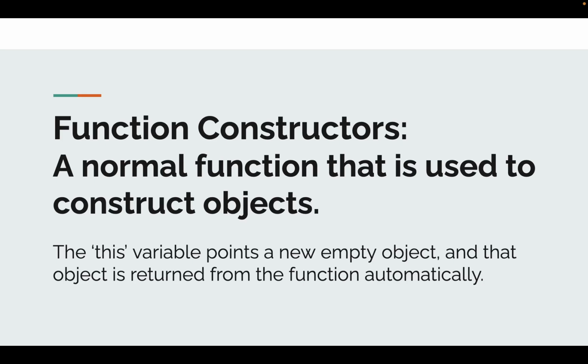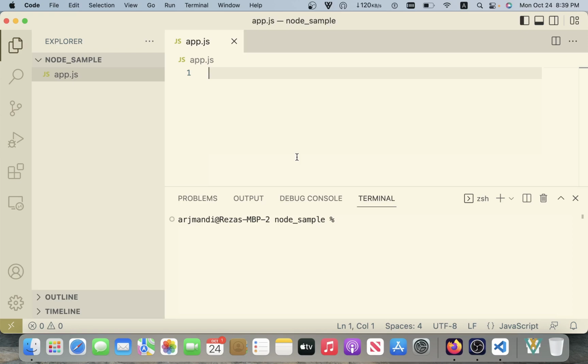Alright, let's take a quick look. Once again, I have an empty app.js file and we'll create a function constructor. Now a function constructor is just a regular function. I'll use a capital letter to remind myself that it's a constructor.